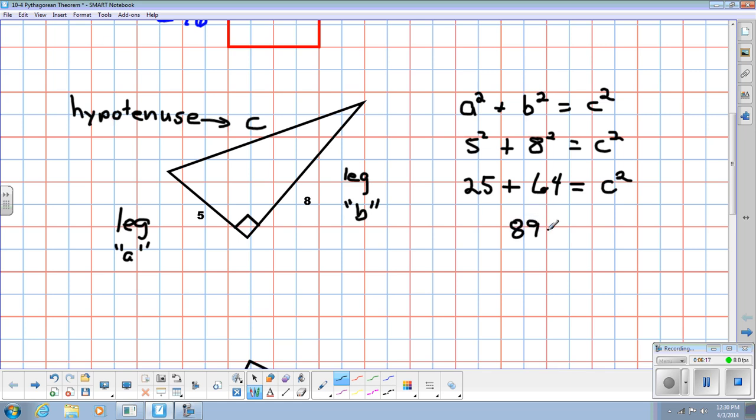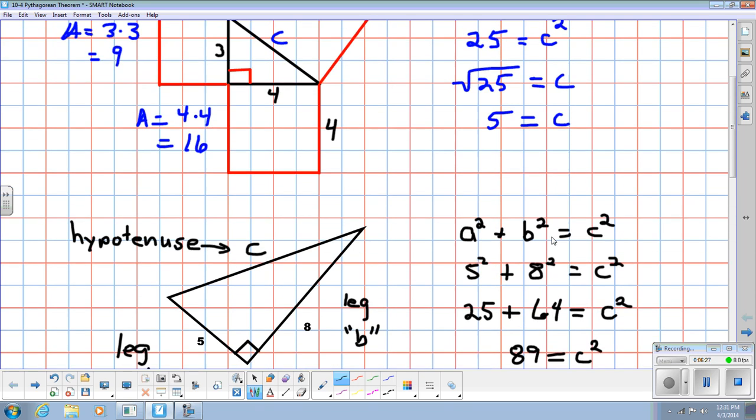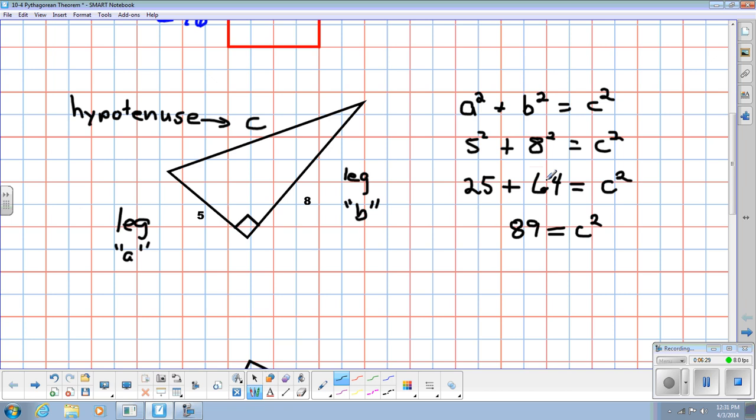Ooh, that's not a perfect square. That doesn't work out very nicely like my first example. So what do we do? How do we finish out for C? As I showed you up here, you'll still do a square root. I still will do the square root of 89 equals C. This is an exact answer. We consider this to be exact.